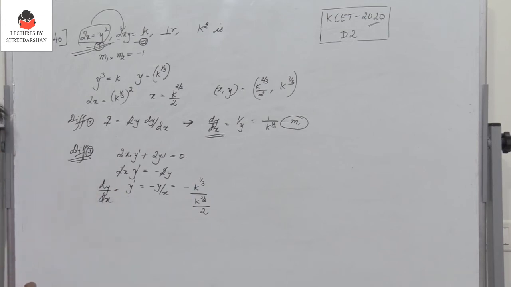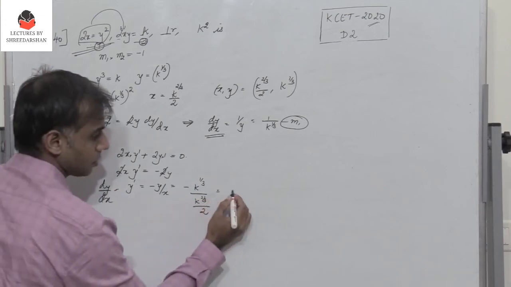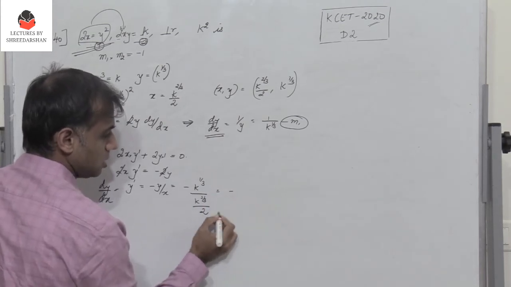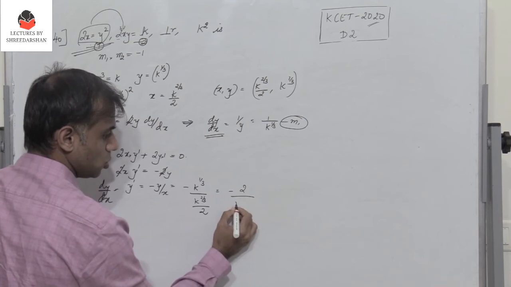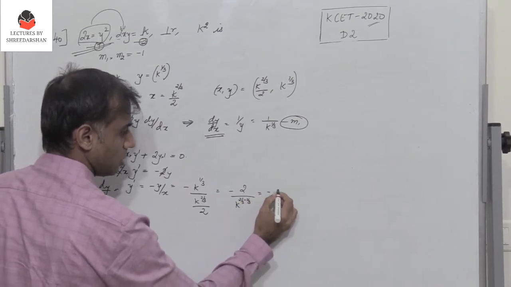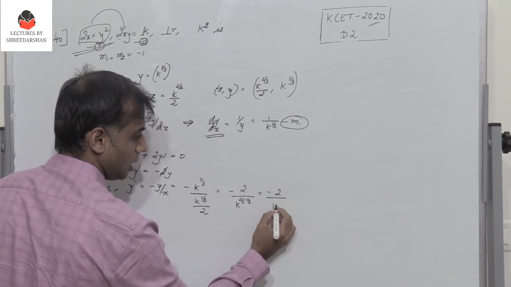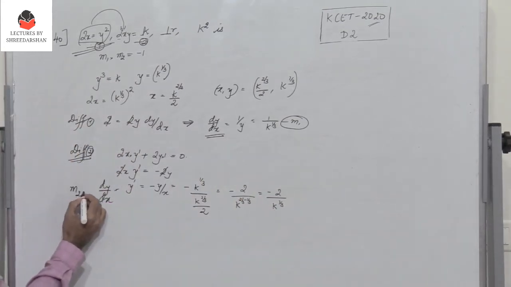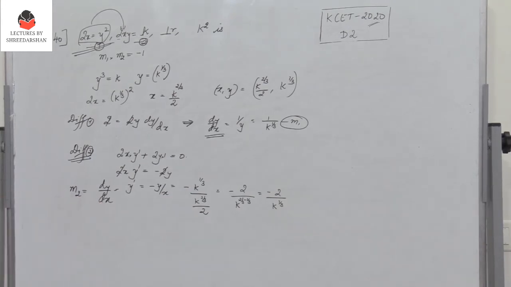Okay, so now let me simplify this. So I have minus, this 2 goes on top, so I get minus 2. So I have k power 2 by 3 minus 1 by 3. So I get minus 2 divided by k power 1 by 3. So this is the slope of the second curve. I call this m2. So this is minus 2 by k power 1 by 3.